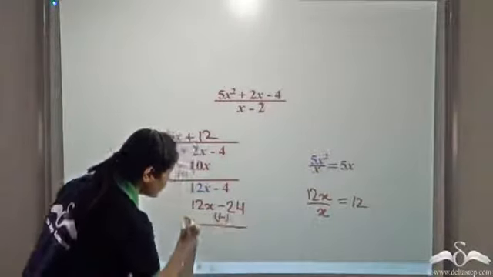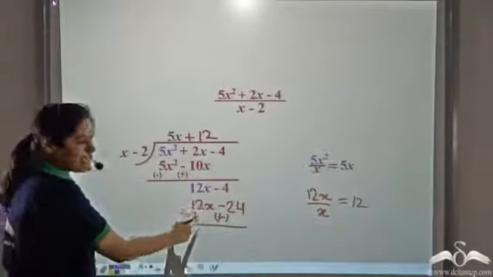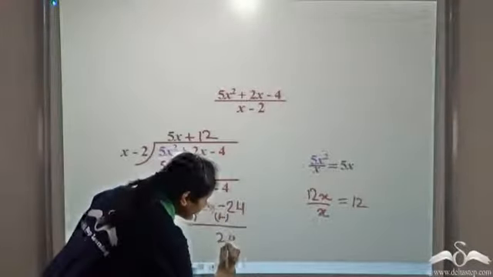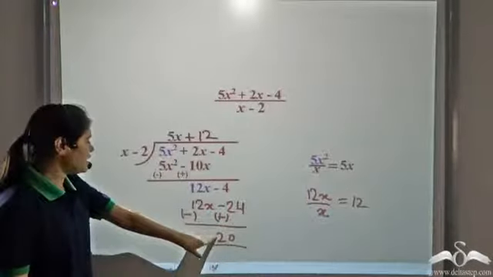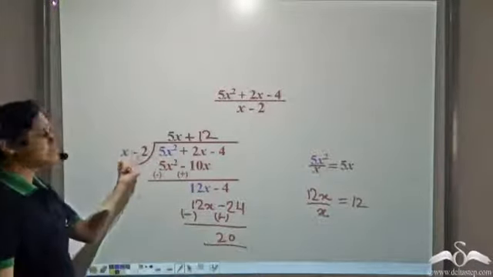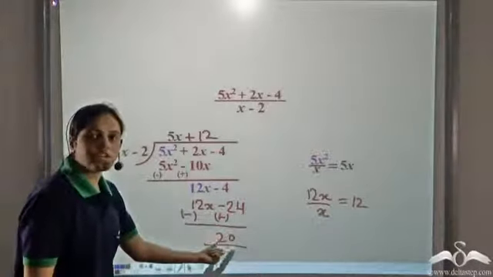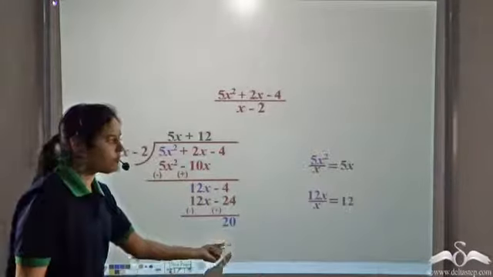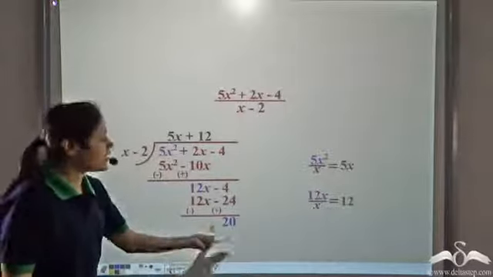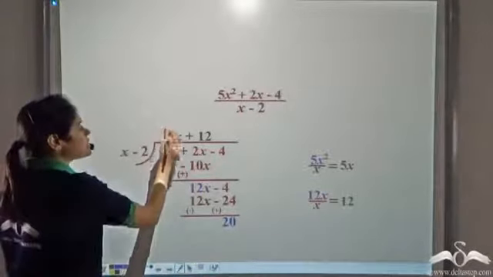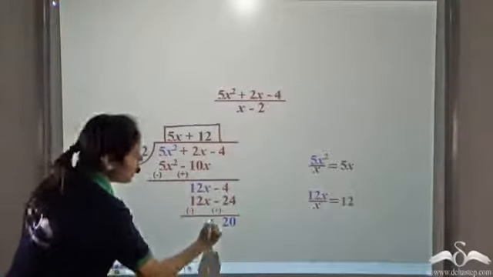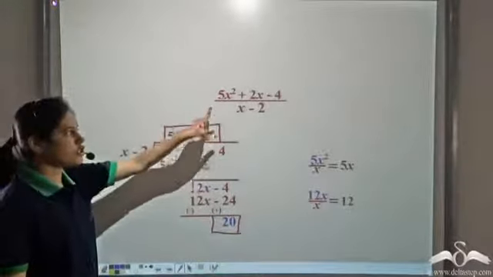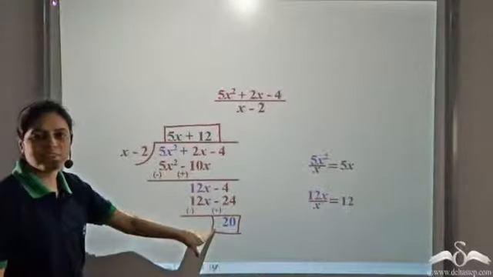Again we need to subtract. So change the signs. 12x and negative 12x get cancelled out. Negative 4 plus 24 gives 20. Now 20 is a constant and this is a linear polynomial. So the degree of what is left is less than that of the divisor. So the degree of this is less than that of x - 2. So we cannot divide it further. So this is our quotient and 20 is the remainder. So 5x + 12 is the quotient of this division, whereas 20 is the remainder.